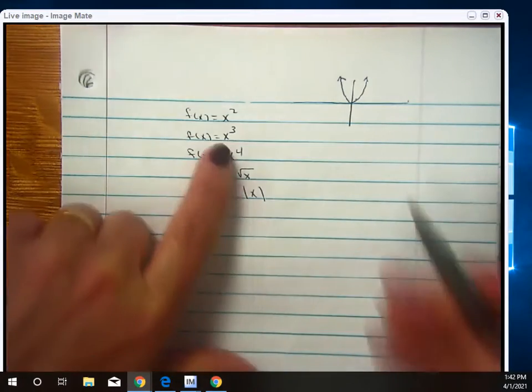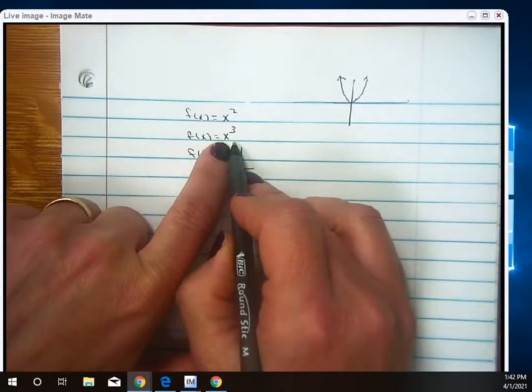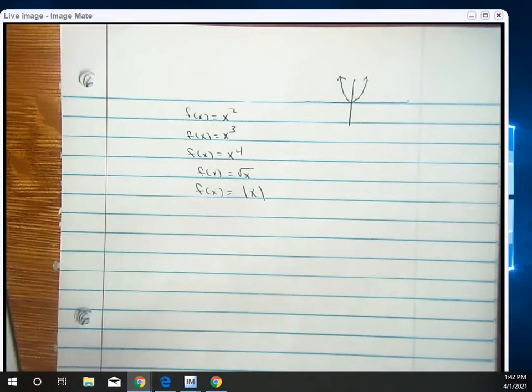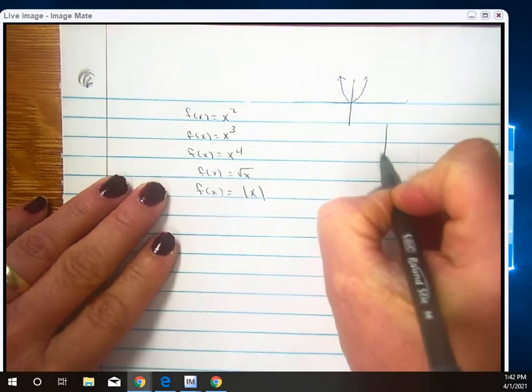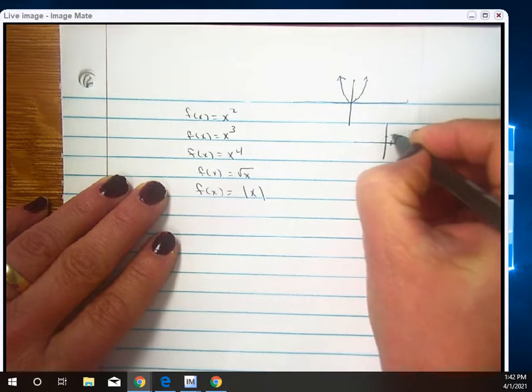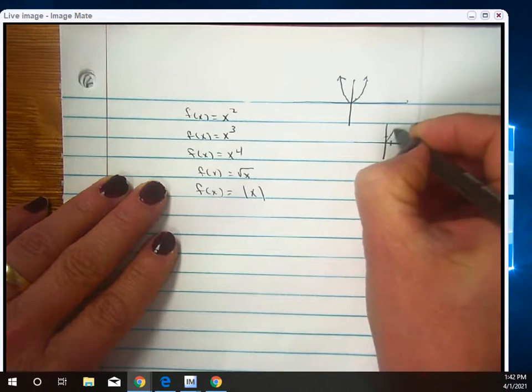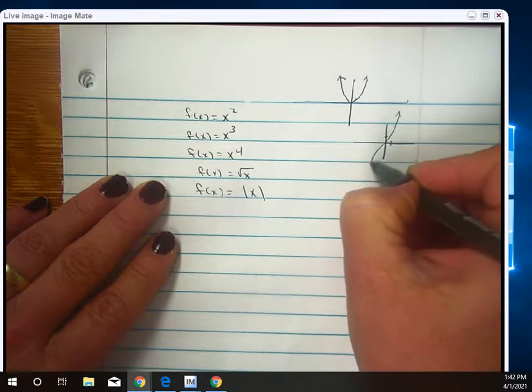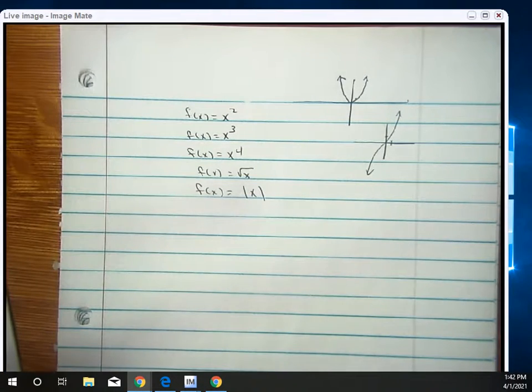Okay. What does the x cubed function look like? It's like a little snaky thing. Okay. All of these values that are positive, you put them in. 1 goes to 1, 2 goes to 8, right? All of the negative values are negative because it's cubed. There's an odd number of them.